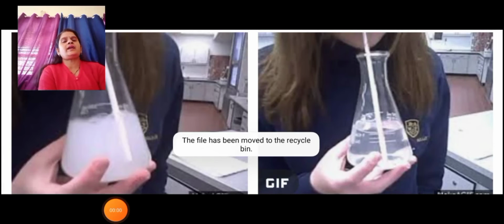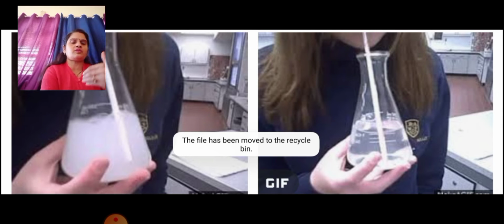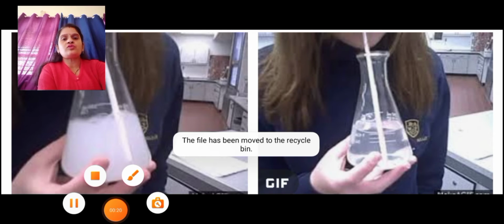Friends, in the previous class we learned about the breathing process and what kind of changes take place when we breathe in and breathe out. And one more thing we discussed: when we breathe out, which gas is released? CO2 gas is released. Correct. What is the proof? For that we can do one simple activity.